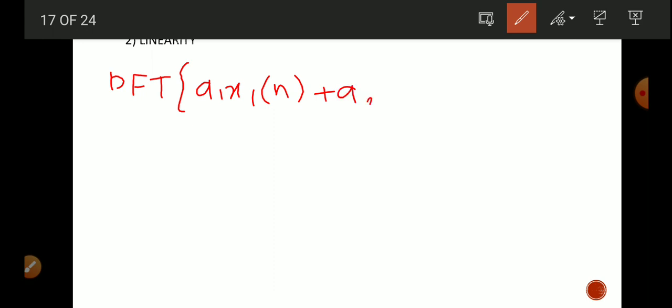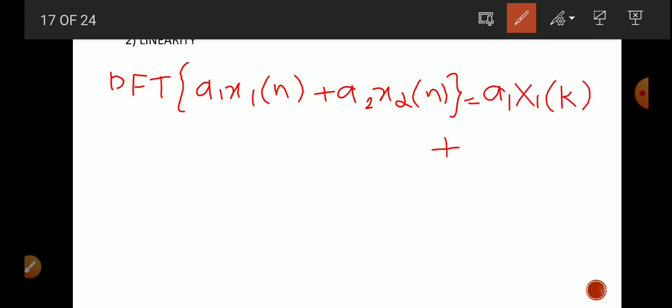Second one is linearity. DFT of a1 x1 of n plus a2 x2 of n equal to a1 X1 of k plus a2 X2 of k. This is the linearity property of the discrete Fourier transform.